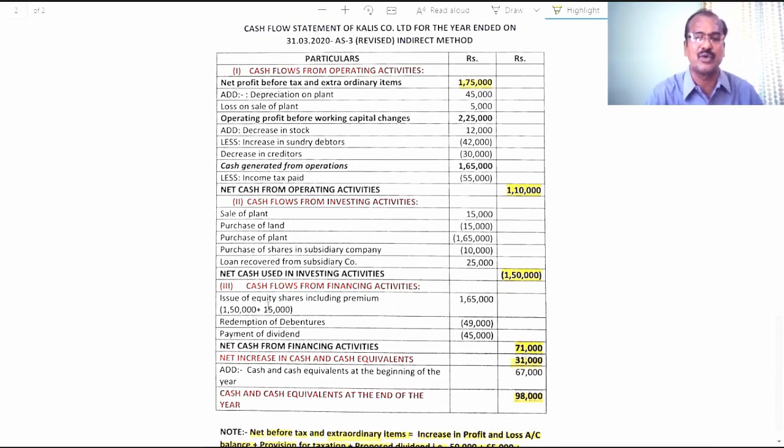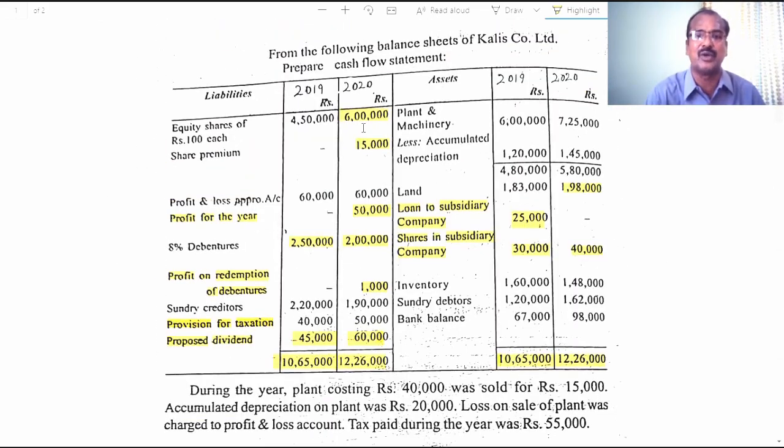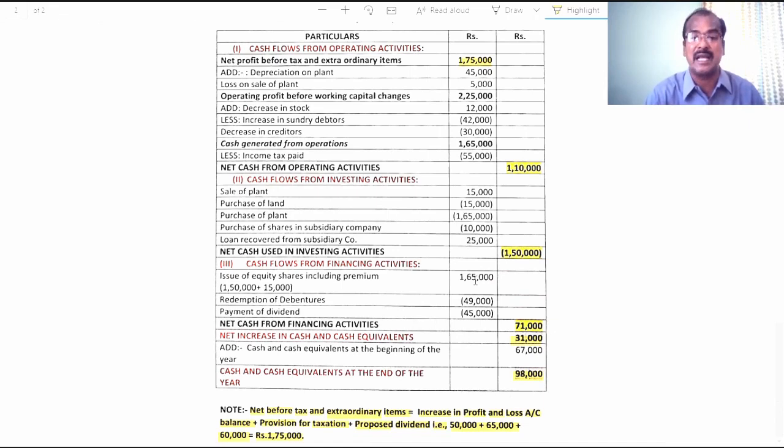The third category of cash flows is named cash flows from financing activities. Issue of equity shares including premium. I explained this concept very clearly in the beginning of the video. You find an increase of 1,50,000 rupees in the value of equity capital. In addition to that, you find an increase in the securities premium amounting to 15,000. Now this is to be called only as securities premium, not share premium. The days have gone. So 1,50,000 plus 15,000 put together, 1,65,000, is a cash inflow through this financing activity.